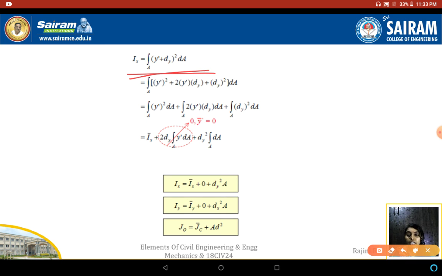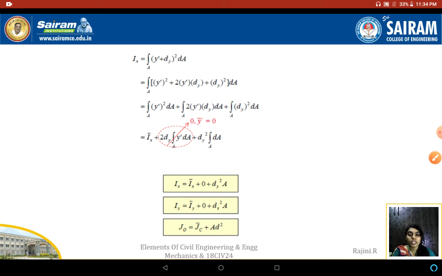And if you do the integration, we get y bar square plus 2 y bar dy plus dy square, the same as the formula (a plus b) square equals a square plus b square plus 2ab. So at last, this middle term will be 0. Finally we are getting Ix equal to Ix bar plus 0, because it is going to cancel, plus dy square into A.